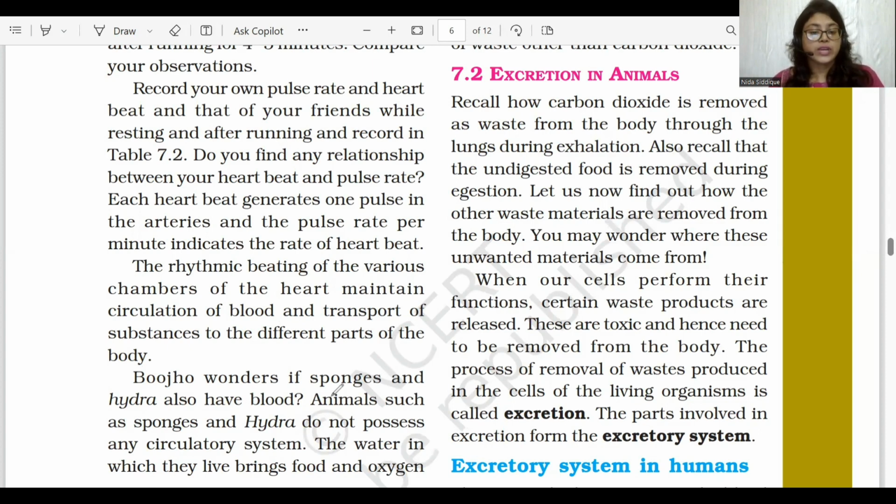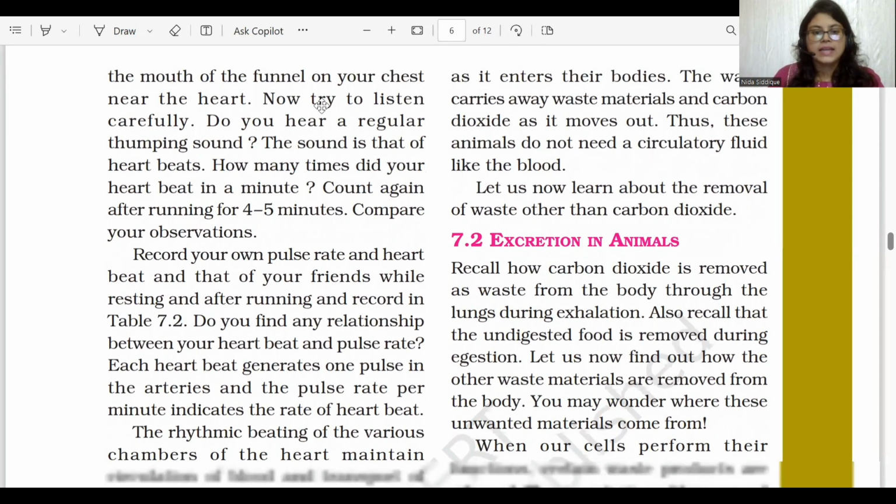Now, Bhujo is wondering if sponges and hydra, these are some of the animals which live in the water, also have blood? So animals such as sponges and hydra, they do not possess any circulatory system. They do not have any circulatory system. So the water in which they are living will bring in the food and oxygen inside the body. And the same water will collect the waste material and carbon dioxide out of the body. So these animals, they do not need any circulatory fluid like blood.